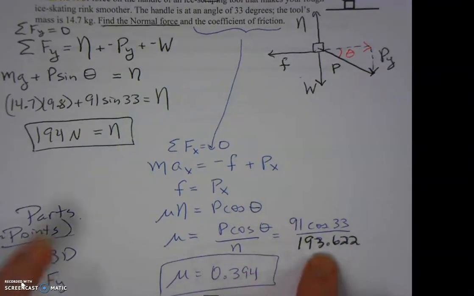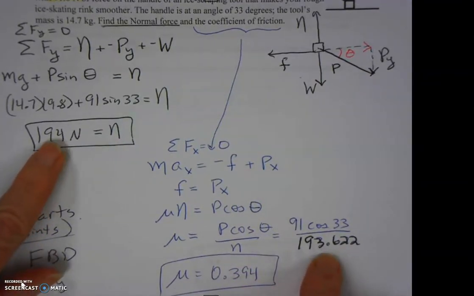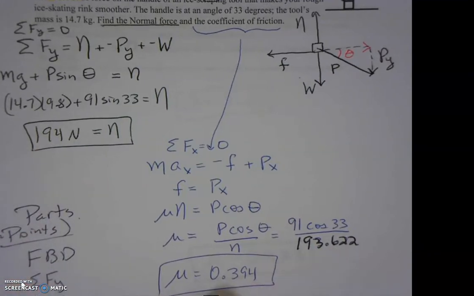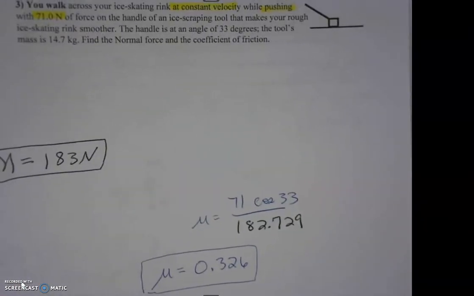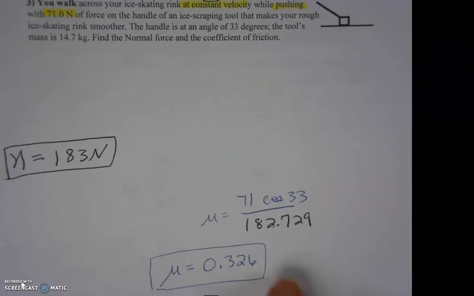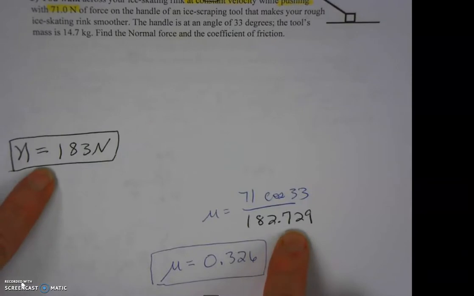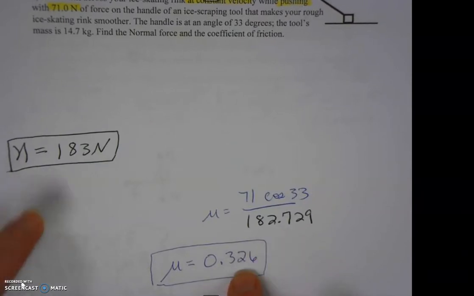And here I have to use my unrounded version of the normal force I calculated. So this is my 194 number, unrounded, and that gives me the coefficient of friction. On the other version, the one that had a 71 Newton force, I again use the normal force I calculated, and right there I've got 0.326.